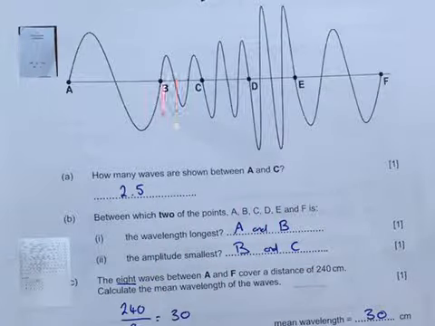The amplitude is the smallest. That's really obvious. That's between B and C, because the height of the wave is smaller.